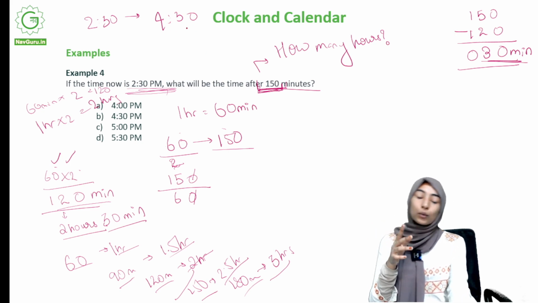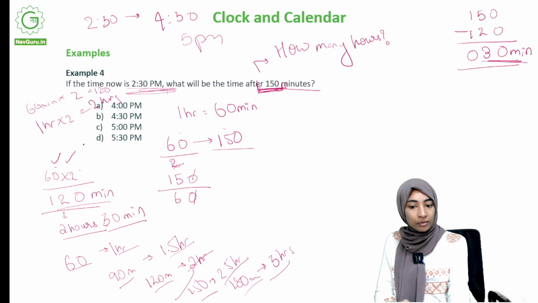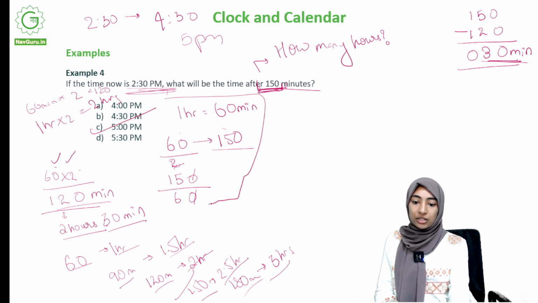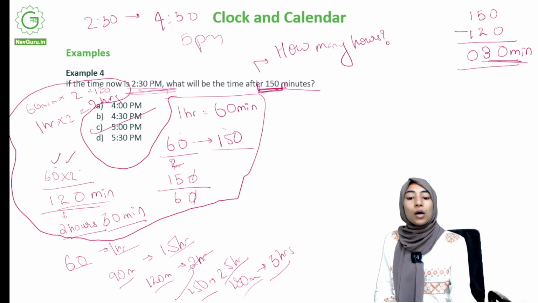Basically what happens when you add half an hour to 4:30, you get 5 p.m. So what will be the time after 150 minutes? 5 p.m. Okay, so this calculation might look complex now, but once you're used to it, it's very simple. But what is even better is if you can learn this.